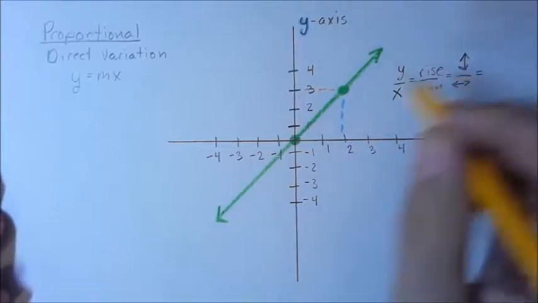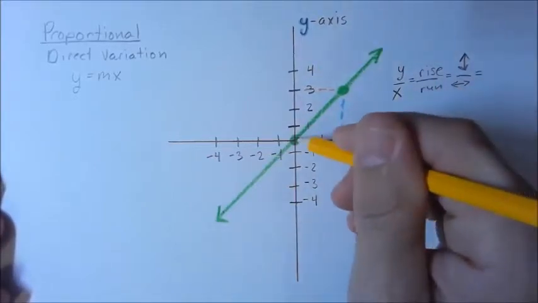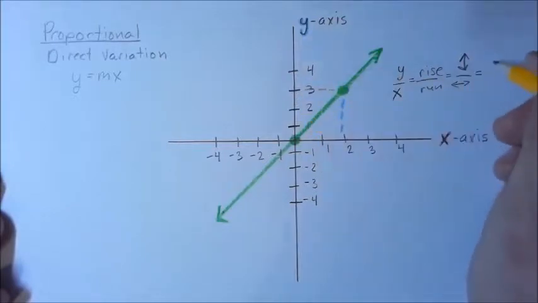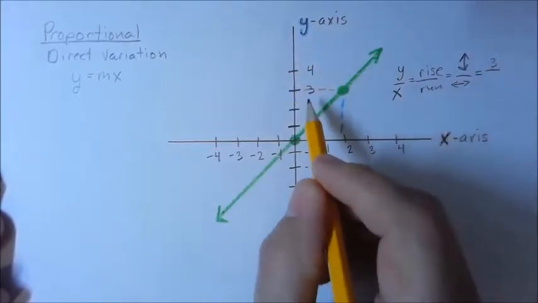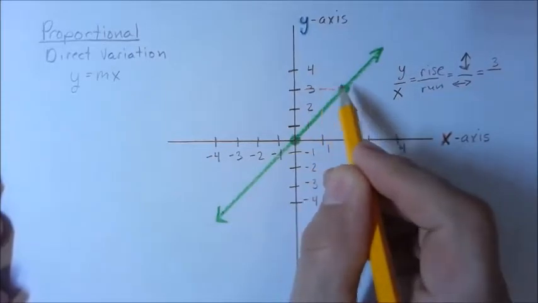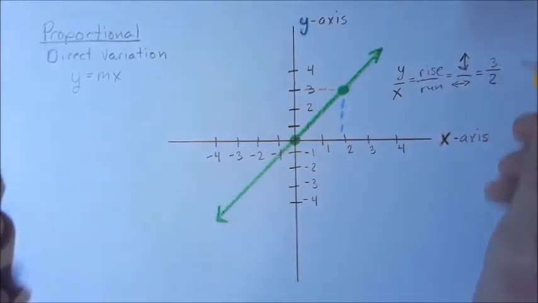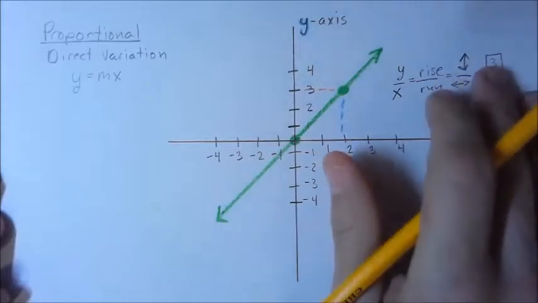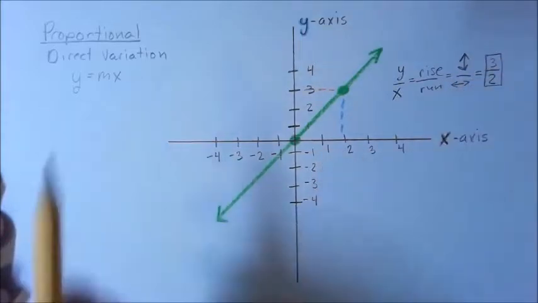If I wanted to write the slope, I'm going up 1, 2, 3, so my rise is 3, and my run is going over 1, 2. So my run is 2, and that is my slope. That's going to come into play in just a minute. That's very important because we're going to actually write the equation.